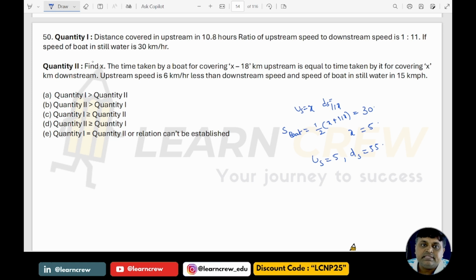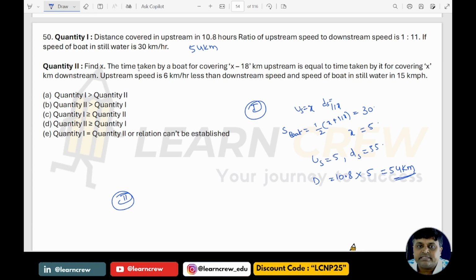Now it is given that the distance covered in 10.8 hours upstream with a speed of 5. 10.8 into 5, which is 54 kilometers. So this answer is 54 kilometers. What about the value of x here? Please observe.